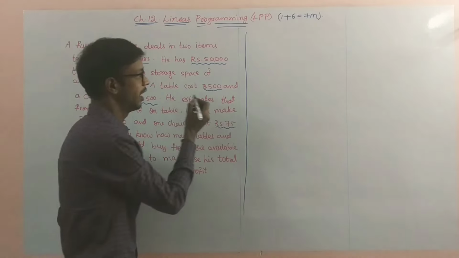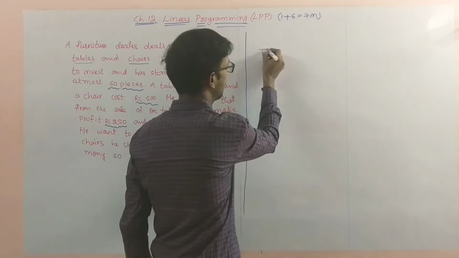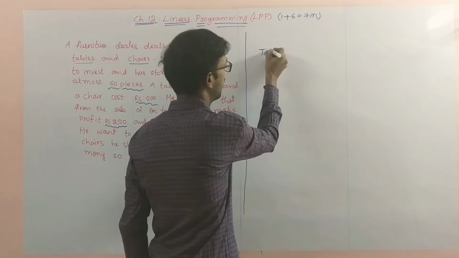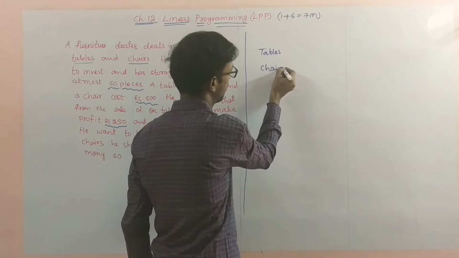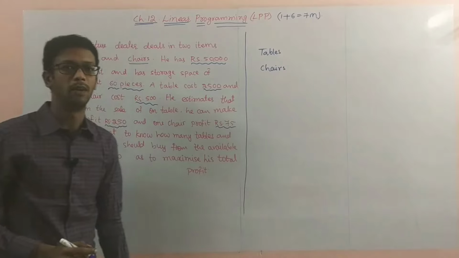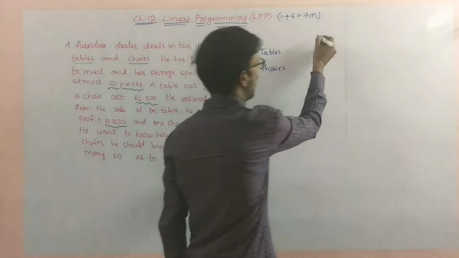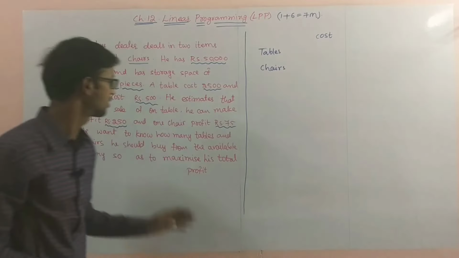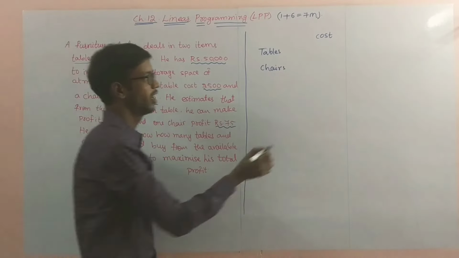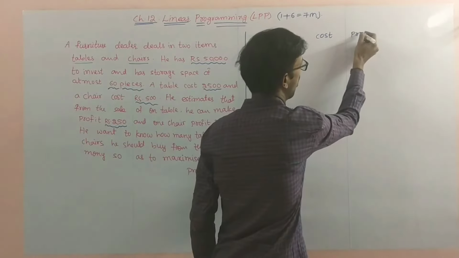First of all, what are there? Two types of items: tables and chairs. Cost they are also giving. And one more thing here, profit they also mention.